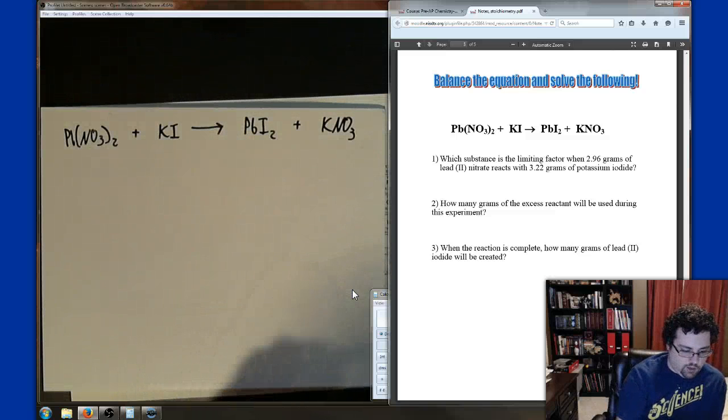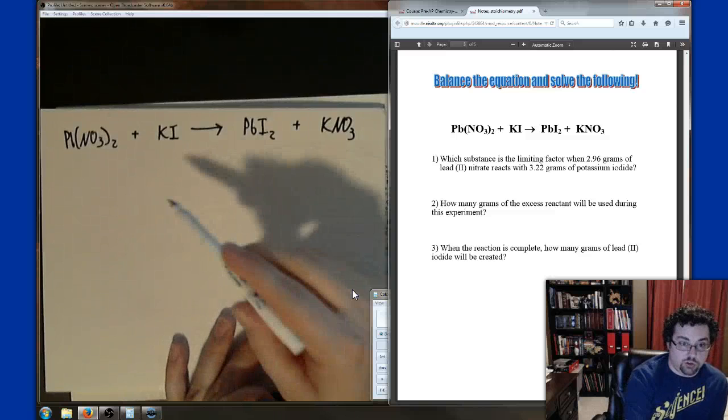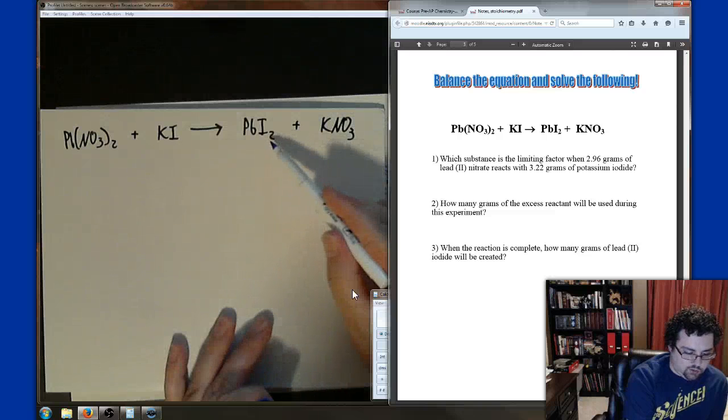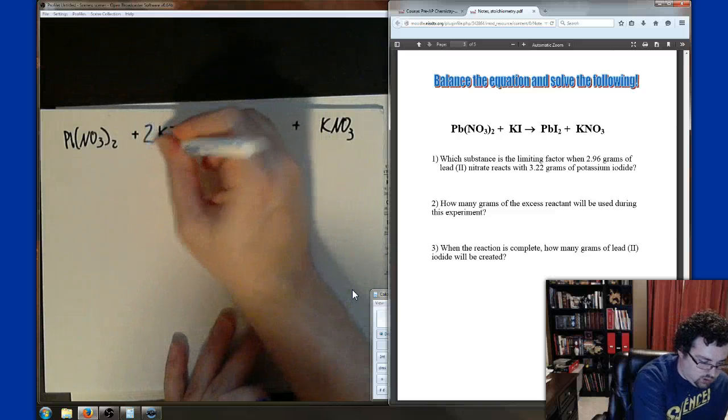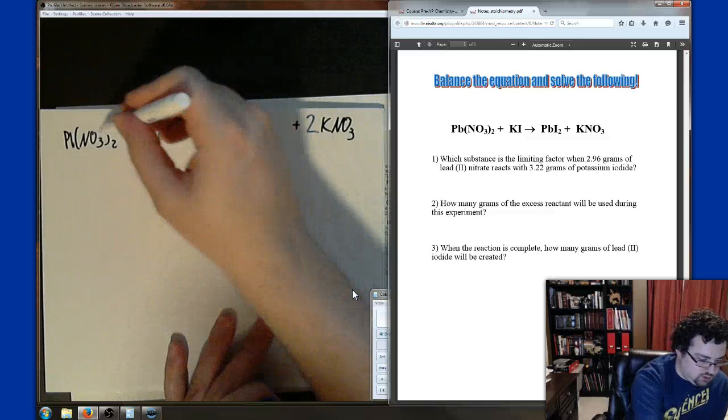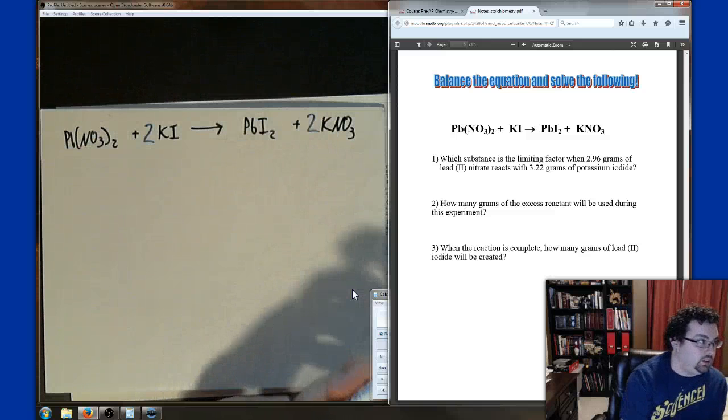Balancing. Always on stoichiometry problems, check to make sure they're balanced first. They're not quite balanced. I've got 2 I's, so I need a 2 here. Now I have 2 K's, so I need a 2 here. So I have 2 nitrates, lead, lead.